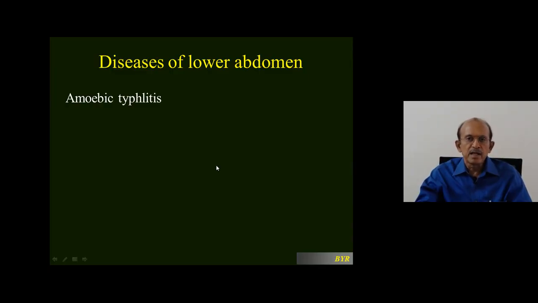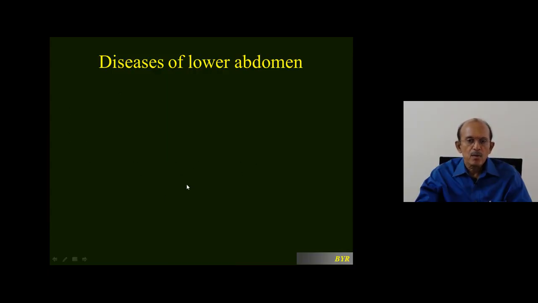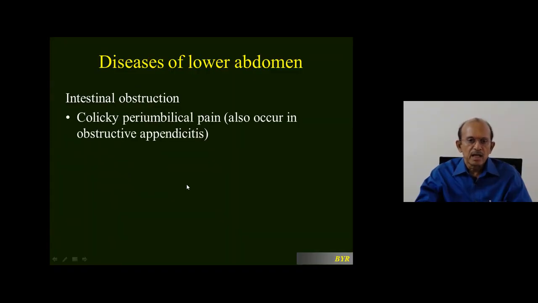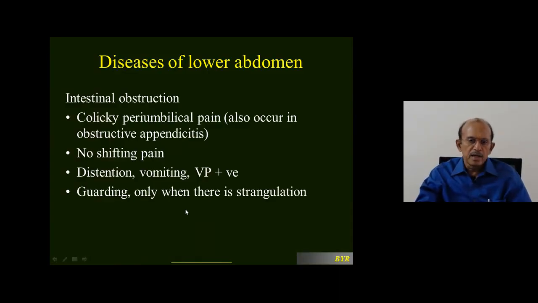Amoebic typhlitis. There is acute amoebic infection of the cecum. Typhlitis means cecum; cecal inflammation is called typhlitis. There is no shifting pain, no guarding. It may be associated with dysentery. Intestinal obstruction: colicky umbilical pain, no shifting pain, distension, vomiting with visible peristalsis, and guarding only when there is strangulation.